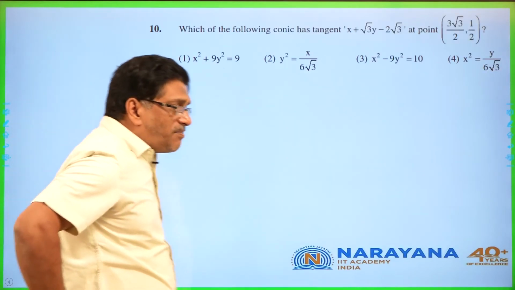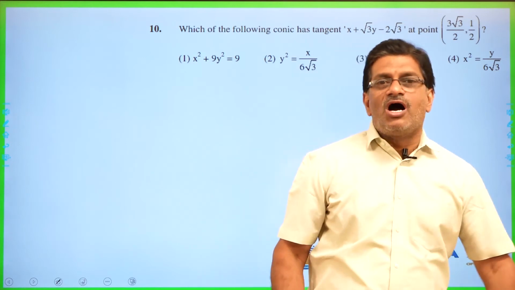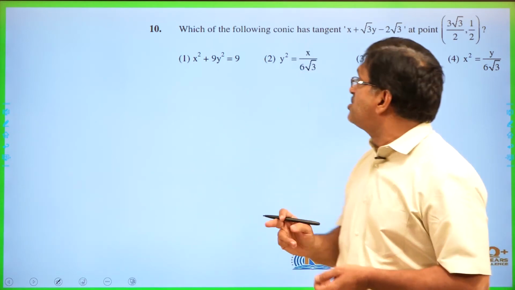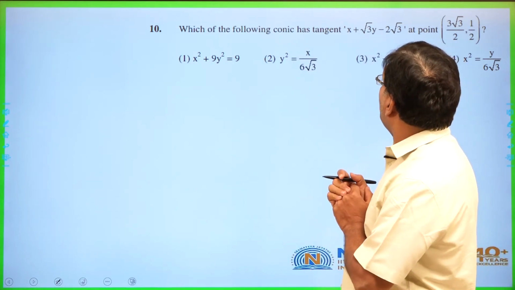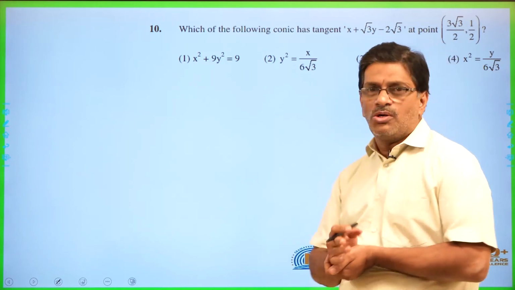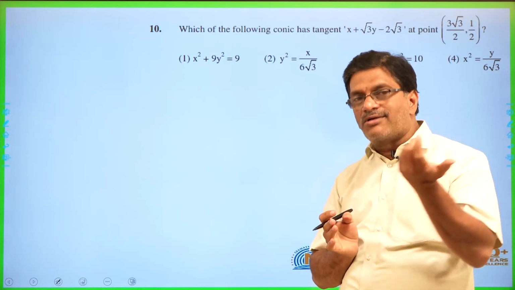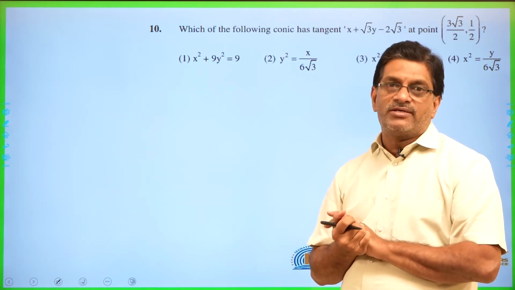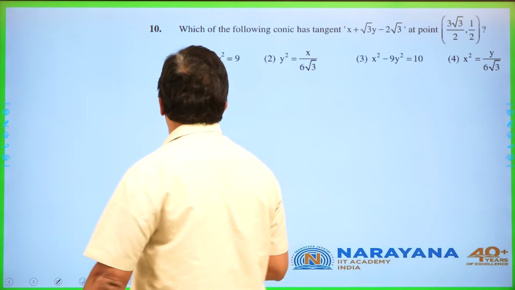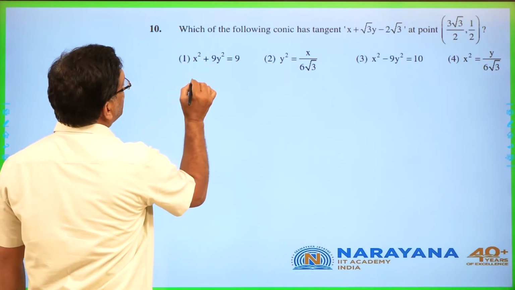Right. This is a problem wherein with testing the options we can complete. See, which of the following conic has tangent so and so. I don't know which one, right? Based on the tangent, we cannot conclude the equation of the conic. So we are going for testing the options. So first one, let us check.